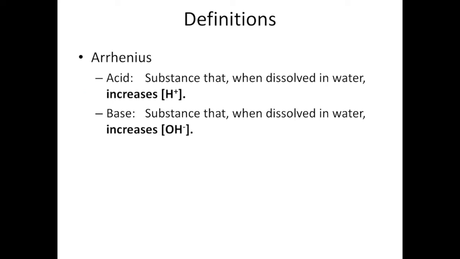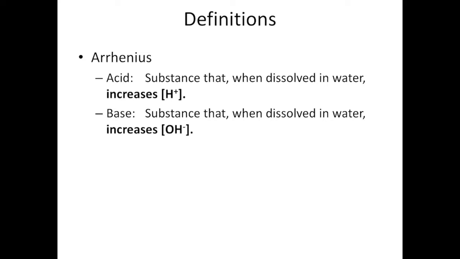So there are different ways that scientists define what an acid and what a base is. There's Arrhenius, Bronsted-Lowry, and Lewis. I'm going to briefly talk about the Arrhenius definition. We're going to spend a lot of time on Bronsted-Lowry, and Lewis I don't really go into. They're all essentially saying the same thing, just from a more specific or different viewpoint.